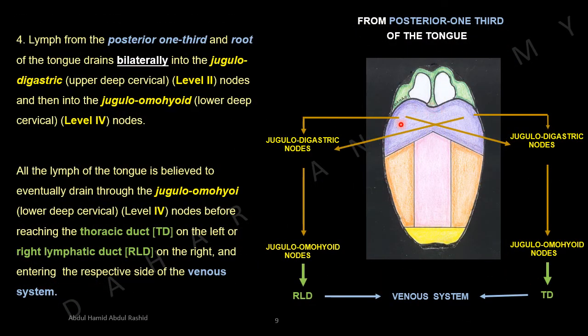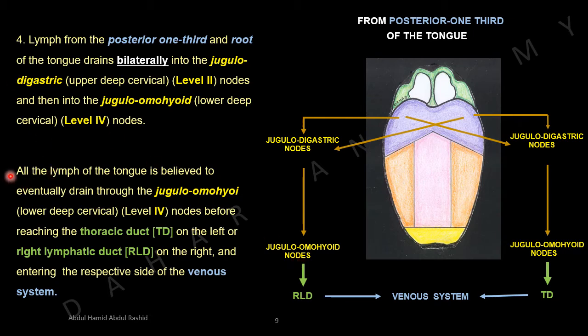This is posterior 1/3 and root of the tongue. Lymphatic from the posterior 1/3 and root of the tongue drains bilaterally into the jugulo-digastric nodes, that is upper deep cervical nodes, level 2. From there drains to the jugulo-omohyoid nodes, that is lower deep cervical nodes, level 4.